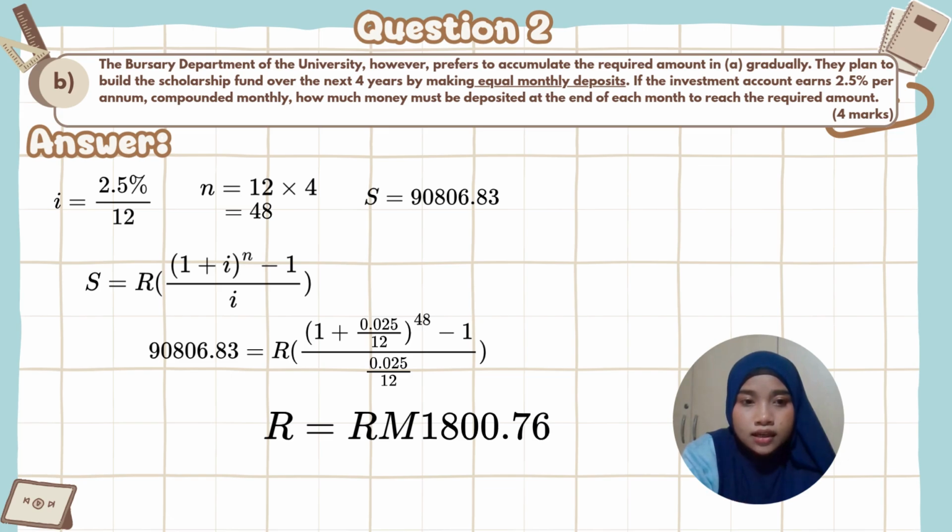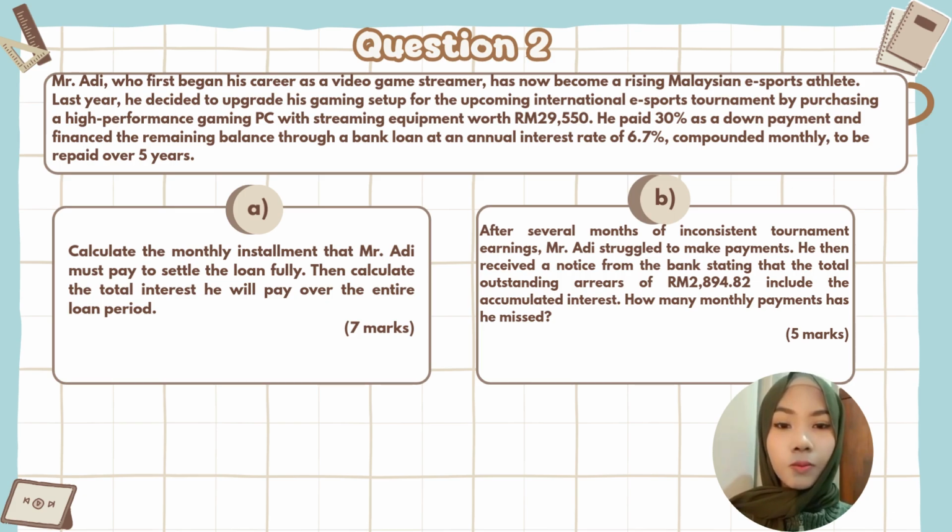So we will use the formula S equals R((1 + i)^n minus 1) over i. We substitute all the information that we have and we can search for the R value. Lastly, the R value is equal to 1,800 ringgit 76 cents. So we move to question 2. Please pause the video if you want to read the question.